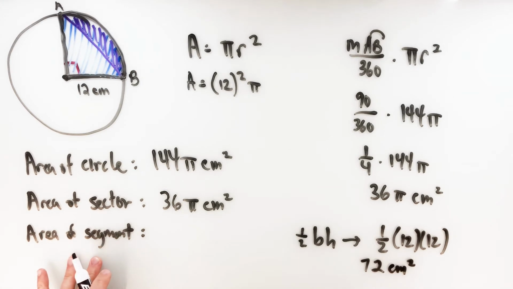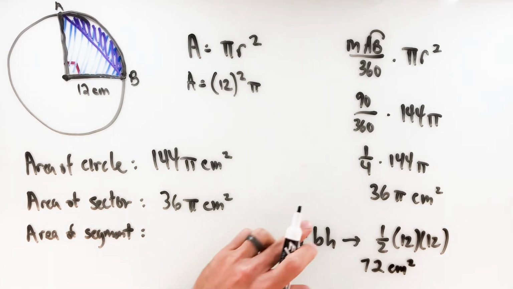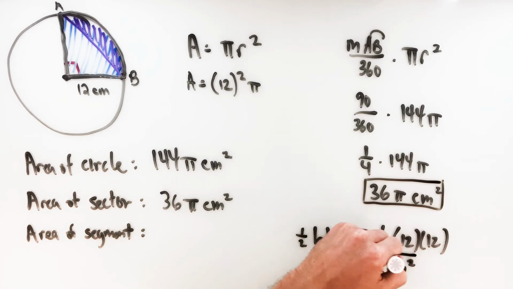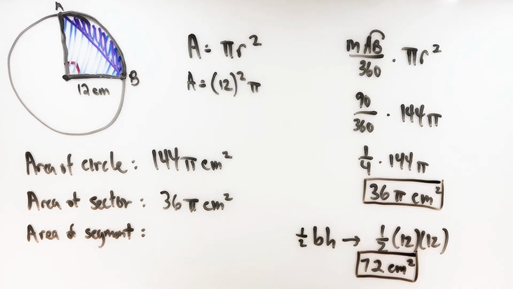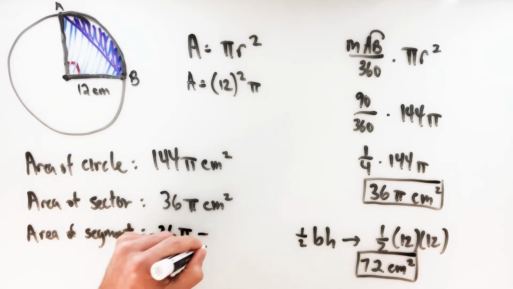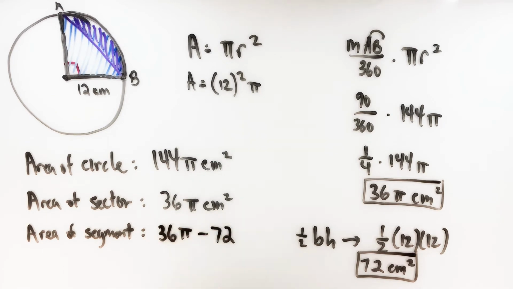Now to write our answer, because I have the sector of the circle in terms of pi, there's the sector right here, and I've got the area of the triangle, which obviously does not have a pi, I can write my answer like this. I can take the sector, 36 pi, minus the area of the triangle, 72 centimeters squared. I can't put those together because this is in terms of pi and this is not, so it's perfectly acceptable to leave my answer like this if I want an exact answer.